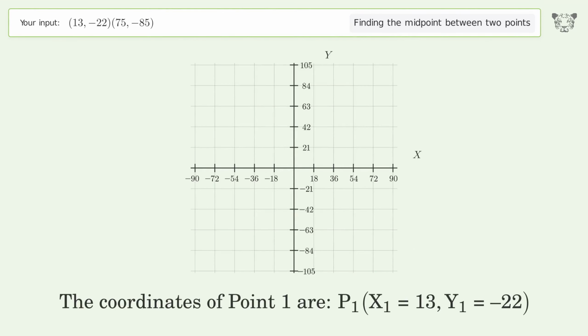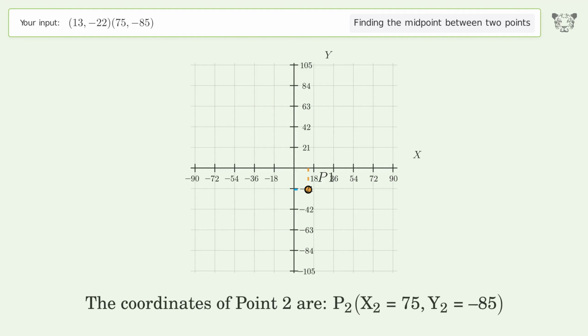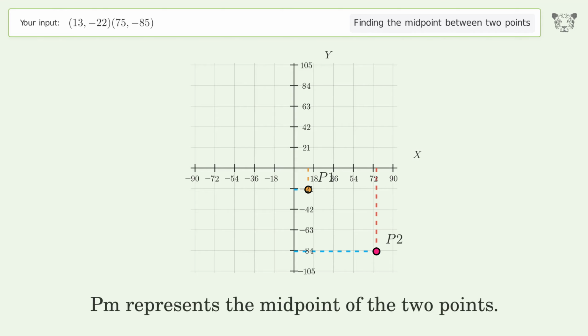The coordinates of point 1 are, x1 equals 13, y1 equals negative 22. The coordinates of point 2 are, x2 equals 75, y2 equals negative 85. PM represents the midpoint of the 2 points.